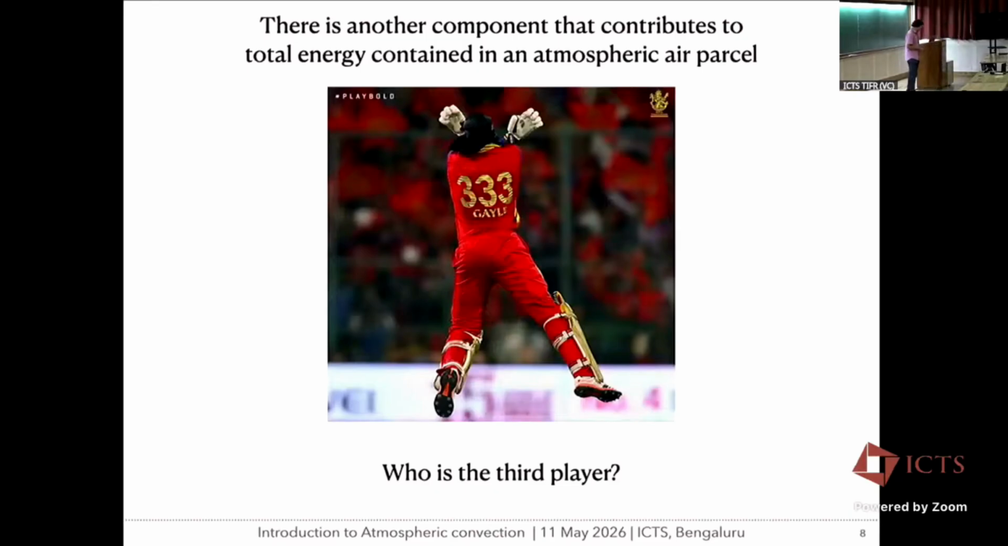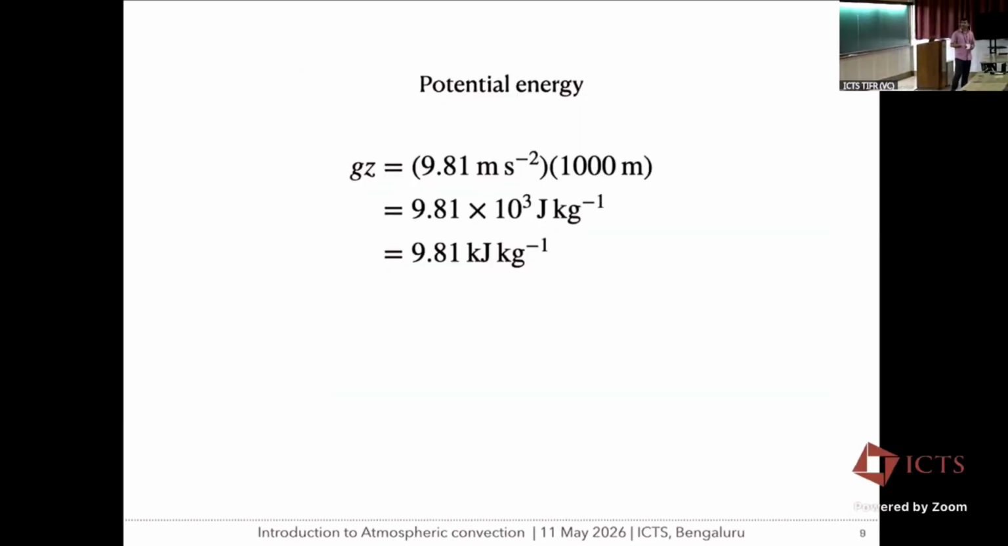Potential energy. So energy that increases with height. And again, in line with what I had drawn before, it's sensible energy, latent energy, and this is potential energy. We have all read in school, we had like H rho Z. That's how we remember. There is no rho here because rho is 1 for air.